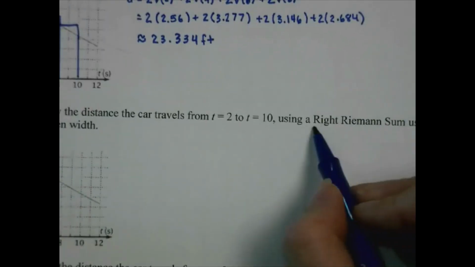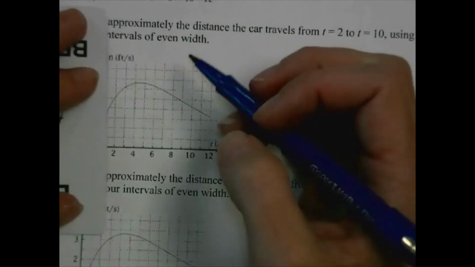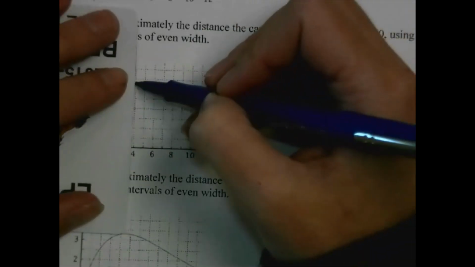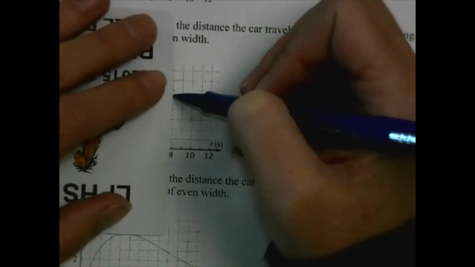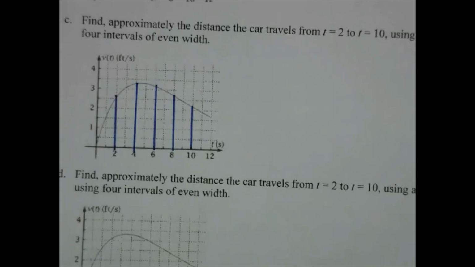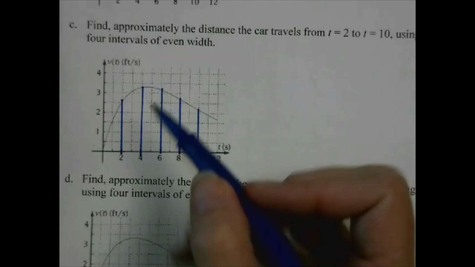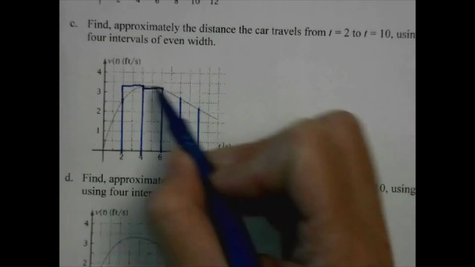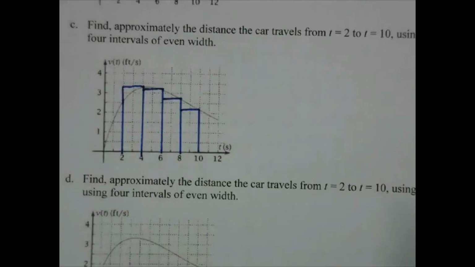This next one, we want a right Riemann sum. So on the graph, we're still going from 2 to 10 in those same subintervals: 2 to 4, 4 to 6, 6 to 8, and 8 to 10. This time the connections are going to be on the right-hand side. So from 2 to 4, we're going to evaluate this one at 4. This one we're going to evaluate at 6, at 8, and at 10.